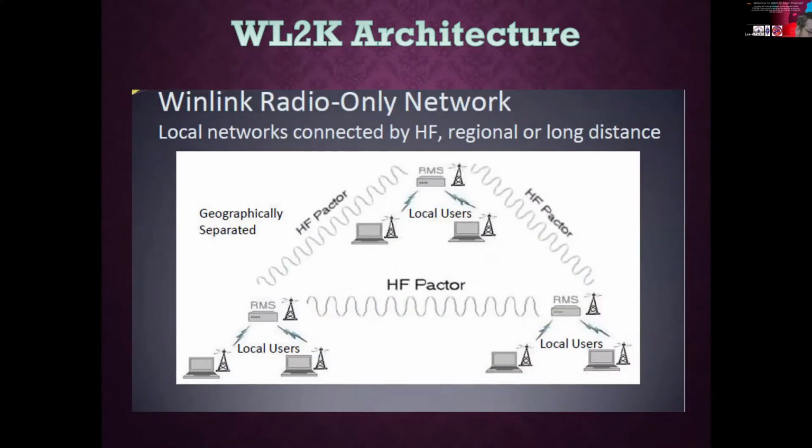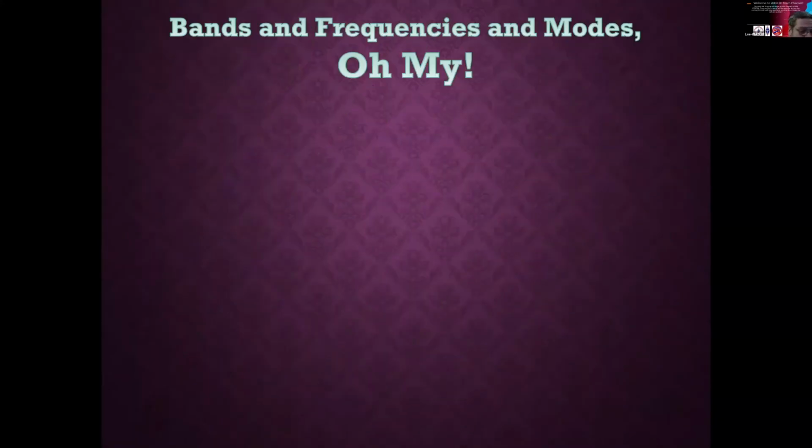is basically these RMS, the message receiving stations, transmit their data that they've received to and from the local users, as well as to each other using a mode called Pactor. And we'll get into those different things as well. So anyway, starting out, bands and frequencies and modes.